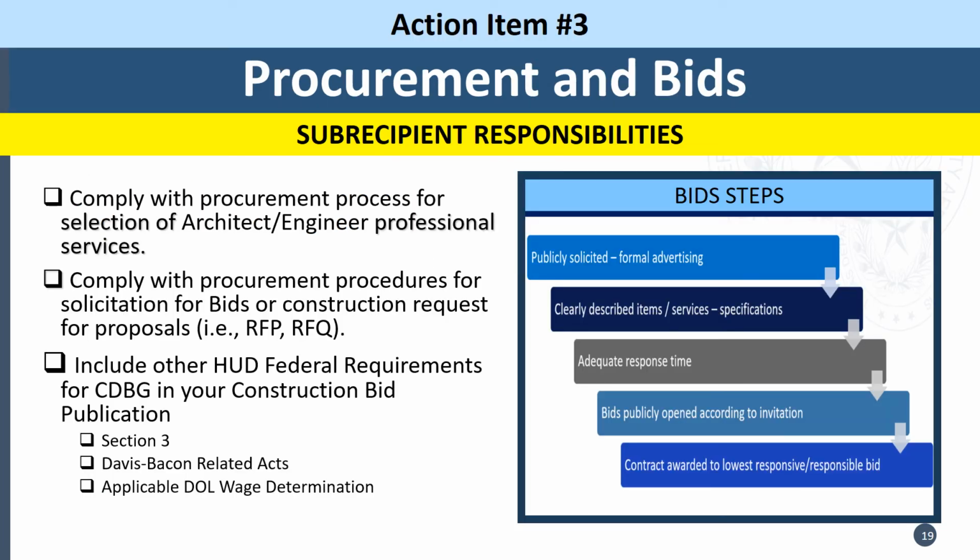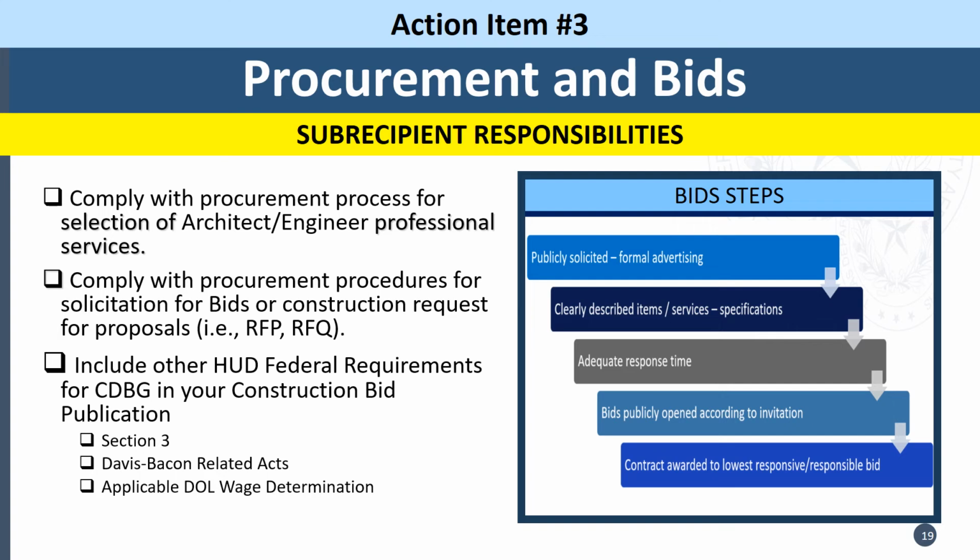This slide goes over action item number 3, procurement and bids. This is a responsibility for the subrecipient. Subrecipients must comply with the procurement process for selection of architect, engineer, professional services. Subrecipients must also comply with procurement procedures for solicitation for bids or construction requests for proposals, such as RFPs or RFQs.